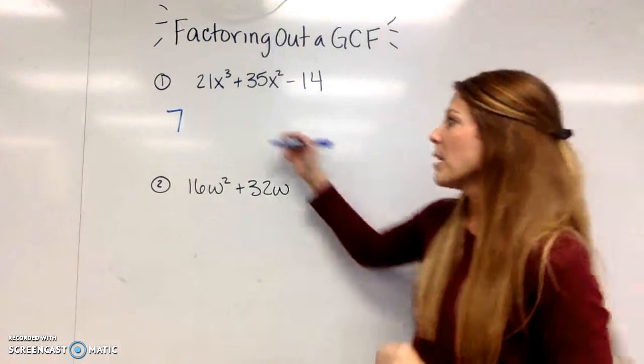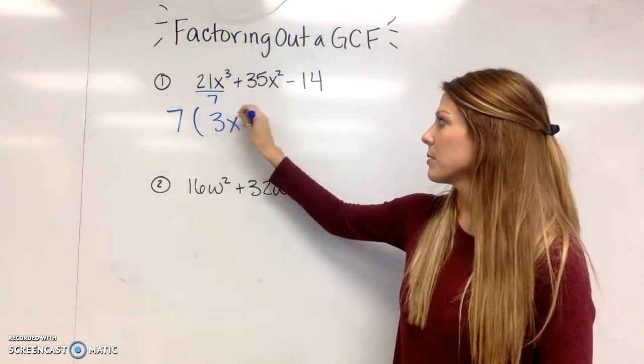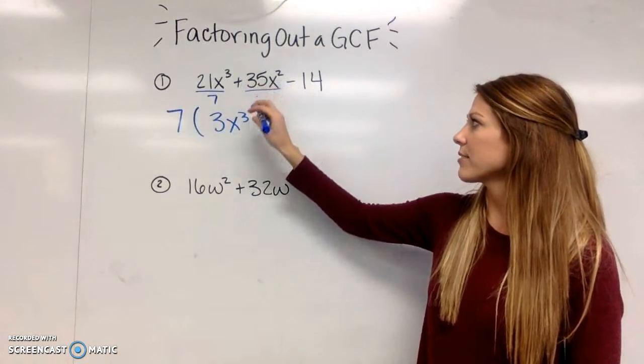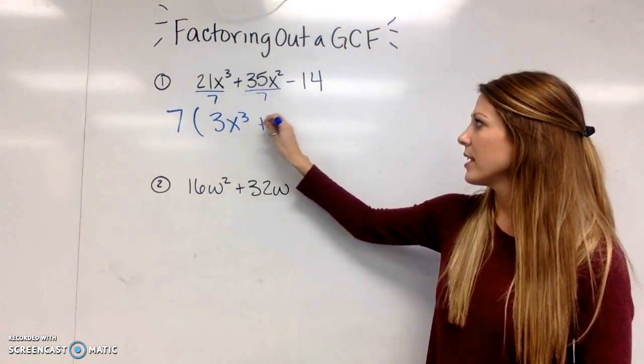When I say pull it out or factor it out, what I'm basically saying is we're going to divide each one of those terms by 7. So if I divide 21x cubed by 7, I get 3x cubed. Or when I divide 35x squared by 7, I get 5x squared. And when I divide 14 by 7, I get minus 2.